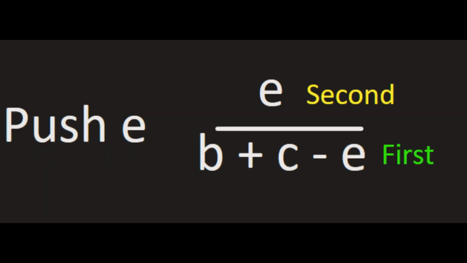Now we're going to do divided by E. So this is why we did B plus C minus E first. If we did divided by E first, the E would be in a different place. So we're going to push E. So we're going to do B plus C minus E, which is first. And we're going to put E on top, which is second.